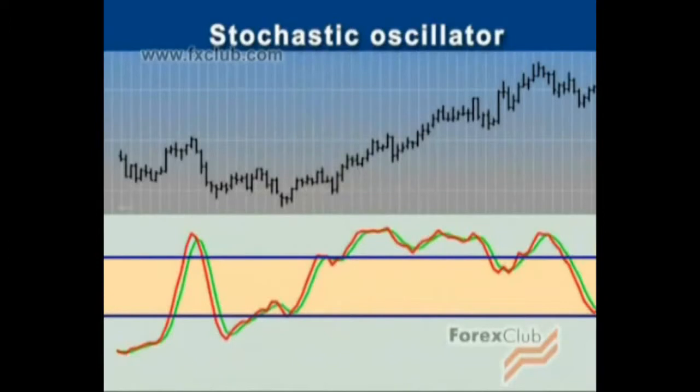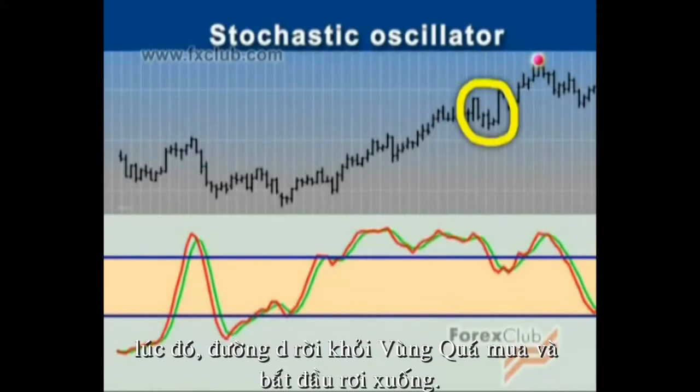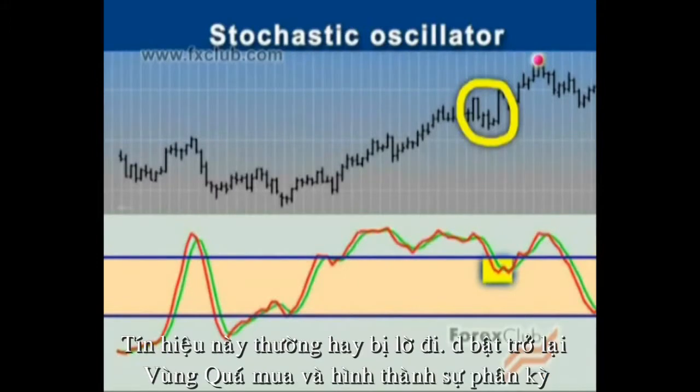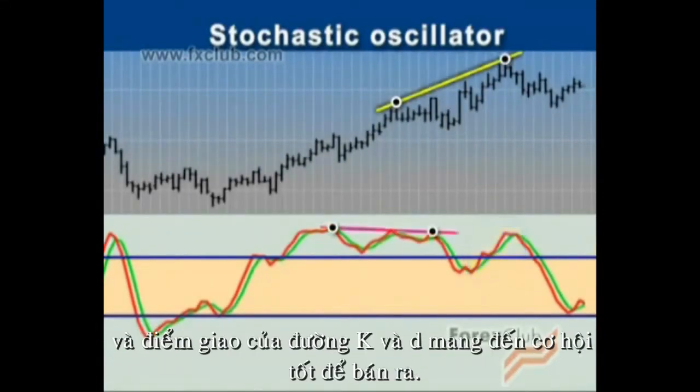The market needs to have a breathing space and consolidate before reaching its top, and at that moment line D leaves the upper zone and starts falling. This signal is usually ignored. D returns to the overbought zone and can form a divergence, and the crossover of K and D provides an excellent shorting opportunity.